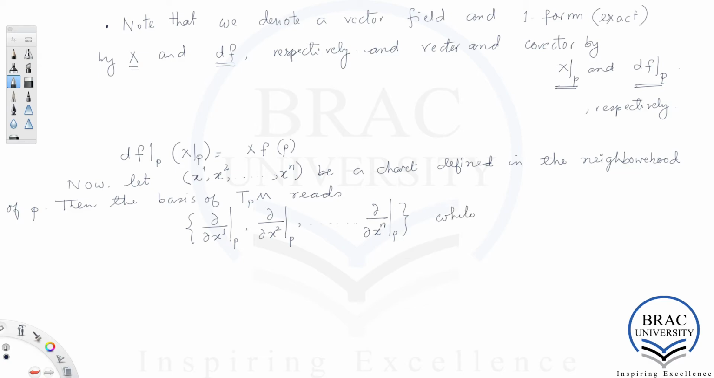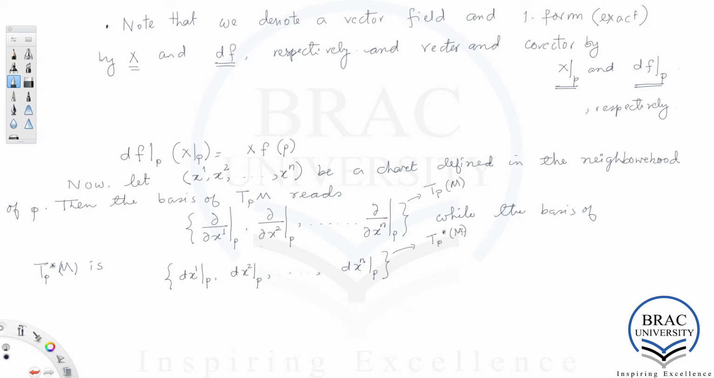And so we are not going deep into the details of these aspects of differential geometry, but we need to know the facts. Okay, while the basis of TP star M, the corresponding cotangent space at P, the dual space of TPM, is dx1 at P, dx2 at P all the way up to dxn at P. Okay, so now these are the basis elements of TPM, right? And these are the basis elements of TP star M.